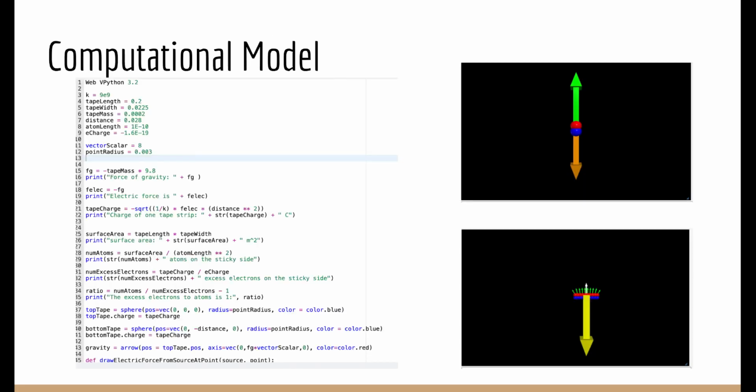For the computational model, here's the code for the lab. At the top, you can see the tape length, width, mass, and distance are noted. The atom length and electric charge are also shown. The force of gravity was calculated by multiplying g by the mass of the tape, and using Newton's third law, the electric force was equal to the negative force of gravity. And the charge of the tape was found using the equation shown in the code above.